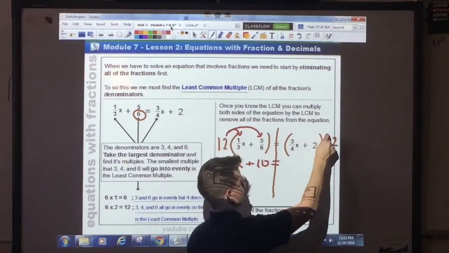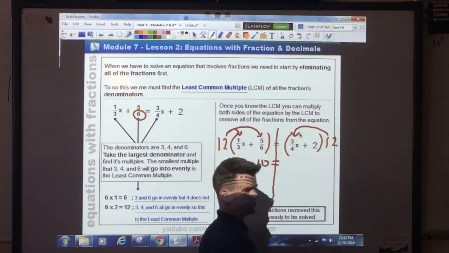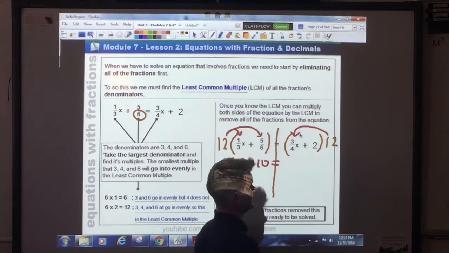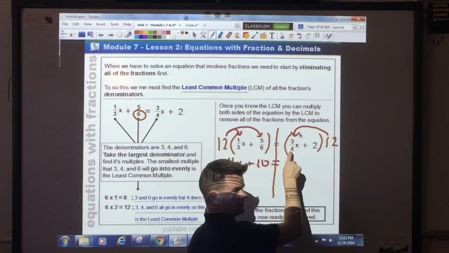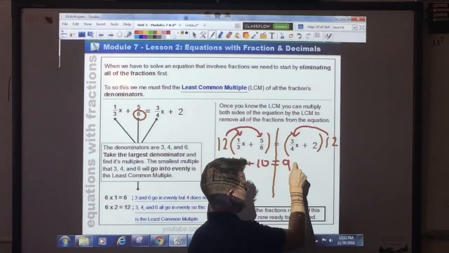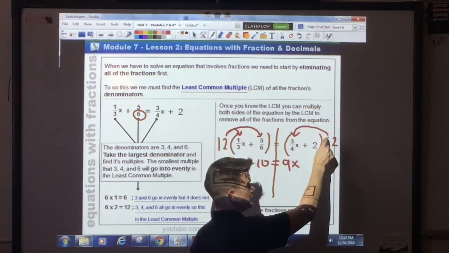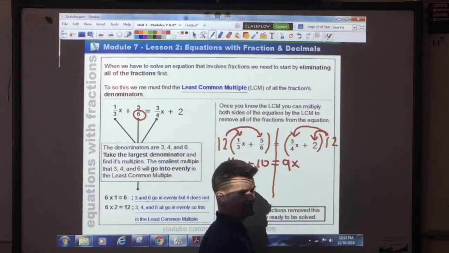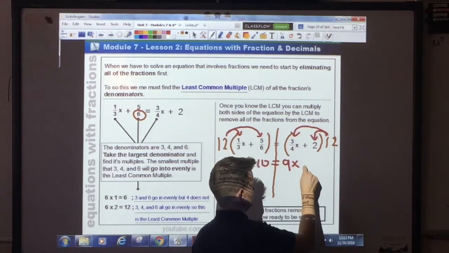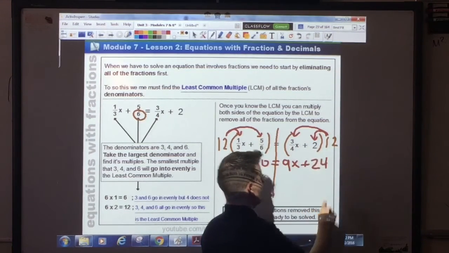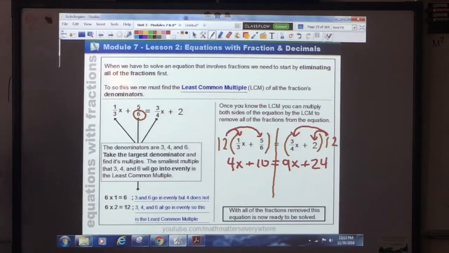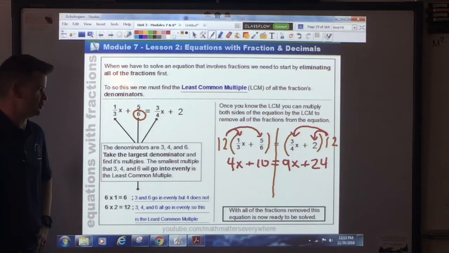Next side. So I do 12 times 3. What's 12 times 3? 36. And what is 36 divided by 4? 9. So I get 9, and I bring down the x. Then the last term, I do 12 times 2. That one's simple. What's 12 times 2? 24. Did I get rid of all the fractions? Yes, I did. And now I just have an equation with variables on both sides. We're not going to solve this, not yet. Right now, all I care is that you know how to find the LCM and simplify. We're going to solve in section 2.